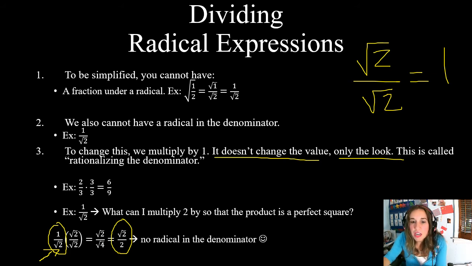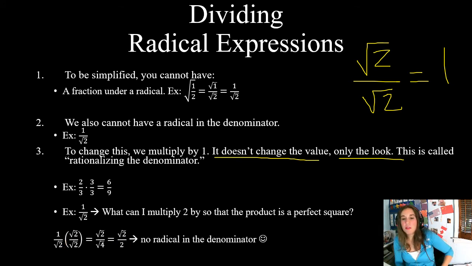So instead of writing it as 1 over the square root of 2, it's now the square root of 2 over 2. They are the same value. They have the same exact value. If you punch both of these into your calculator, you'd get the same thing. But I needed to change the look so that I no longer had a square root in the denominator, and I no longer have that. So same value, just different look, right?